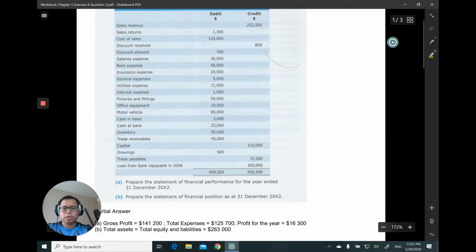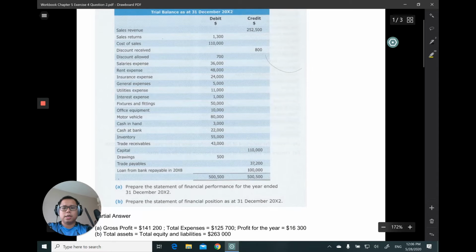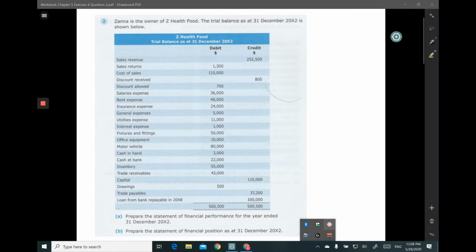If you want a partial answer to the question, this is it. You can check against the one that you've prepared to see whether you are on the right track or not. Now I'm going to discuss the question. All right, let's get started on doing this question.